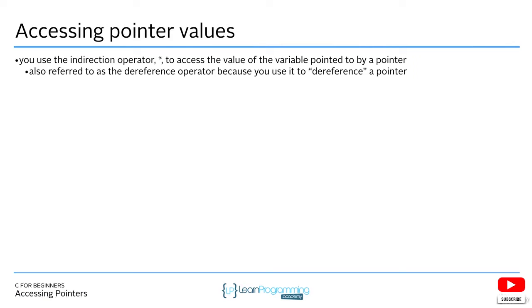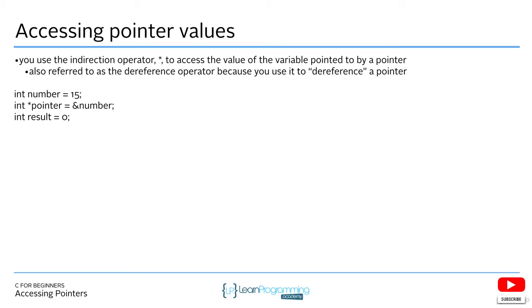Because if I were to just print out the value of a pointer, that would be an address. But I want to get the value at the address. So you can access the value of an address that a pointer is pointing to using the indirection operator. The indirection operator is the asterisk. We learned how to use the asterisk to declare a pointer. We're also going to use the asterisk to find the value that a pointer is pointing to. It's also referred to as the dereference operator because you use it to dereference a pointer.